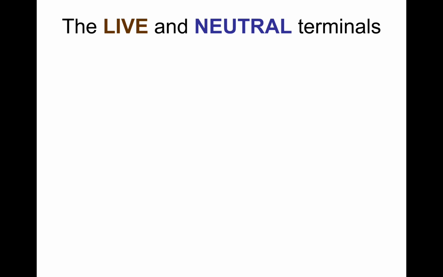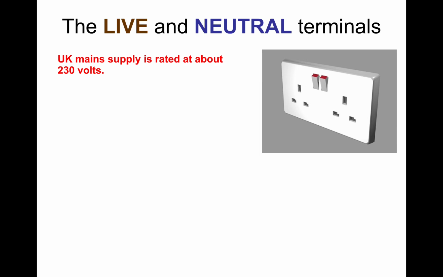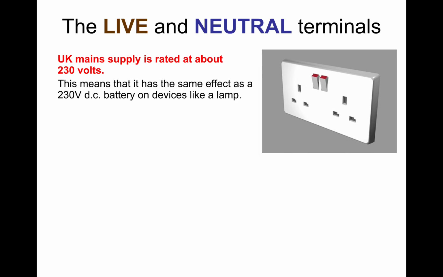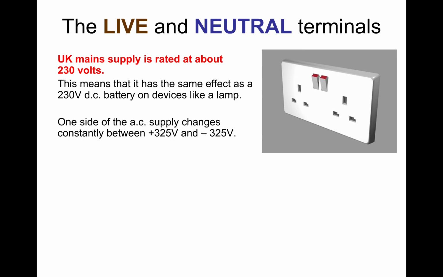We're going to go into more detail on this next lesson, but the live and neutral terminals. UK mains voltage is rated at about 230 volts. That's an average. It actually fluctuates between plus 325 volts and minus 325 volts, and we'll look at that in a moment. This means that it has the same effect as a 230 volt DC battery on devices like a lamp. One side of the AC supply changes constantly between plus 325 and minus 325 volts.